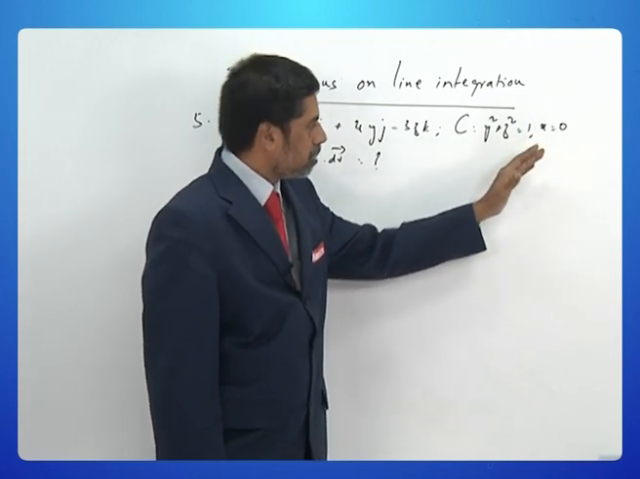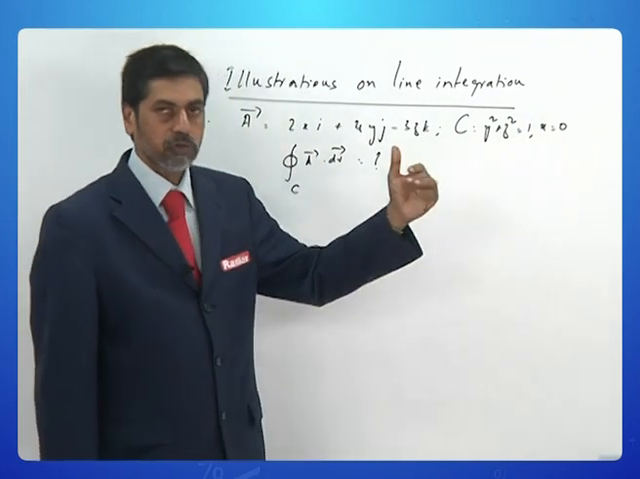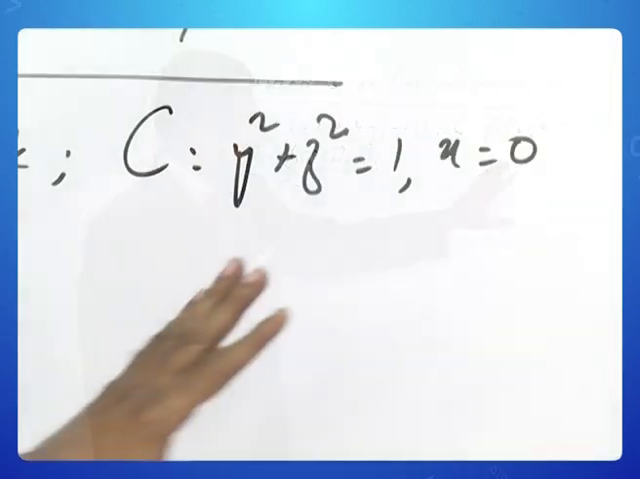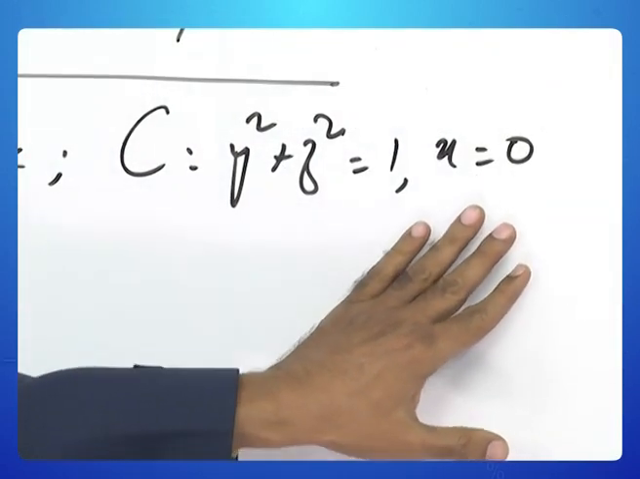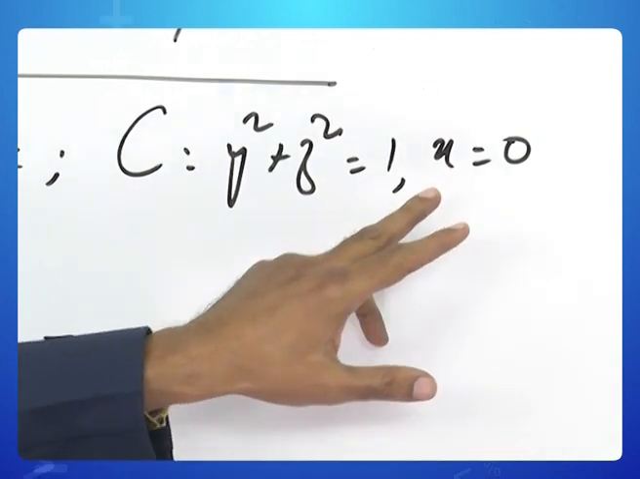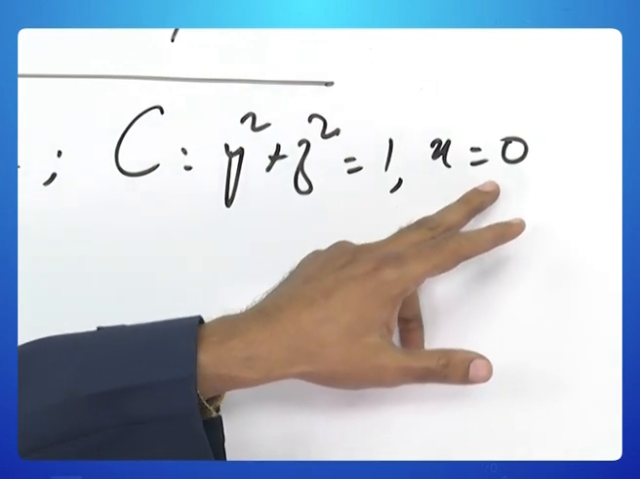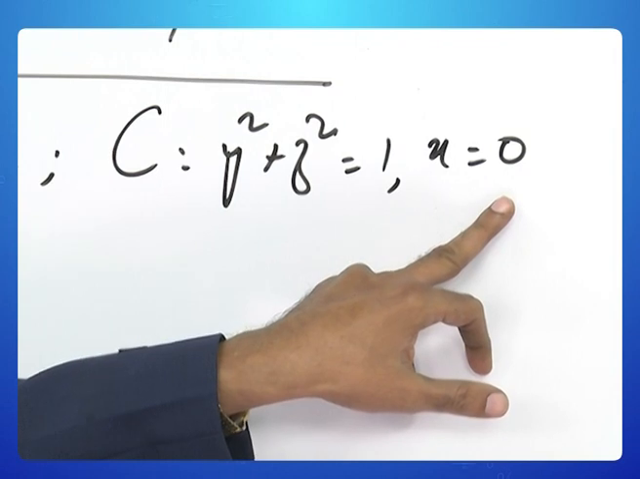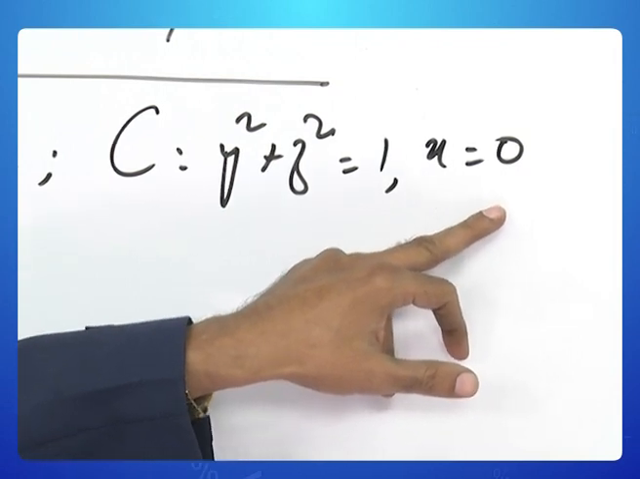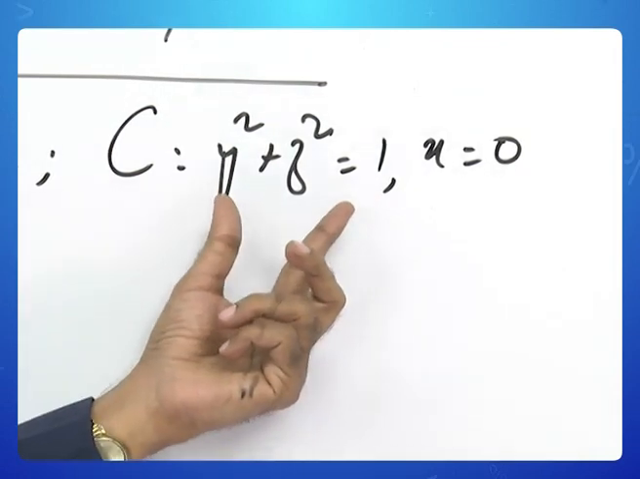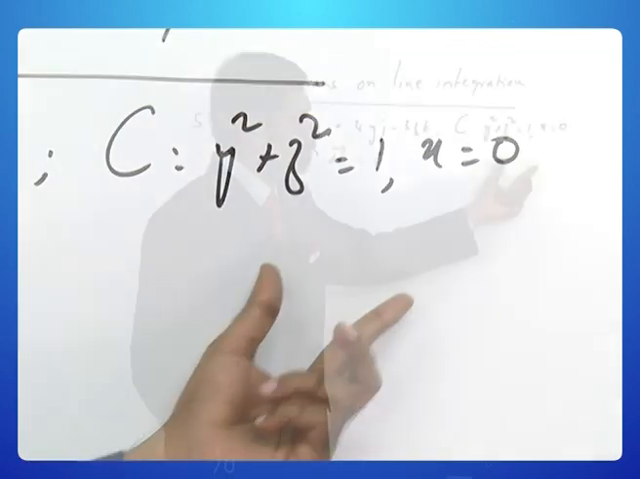So I just want to solve this problem to remove the fear out of the students, saying that you don't have to worry much about this. This only means on the yz plane, because x is equal to 0 corresponds to the yz plane. On the yz plane, we have a unit circle, y square plus z square is equal to 1.